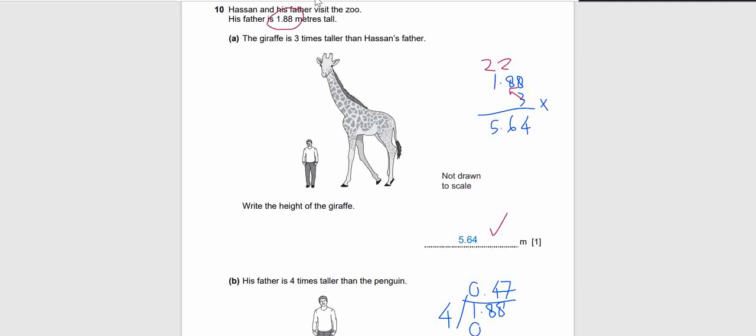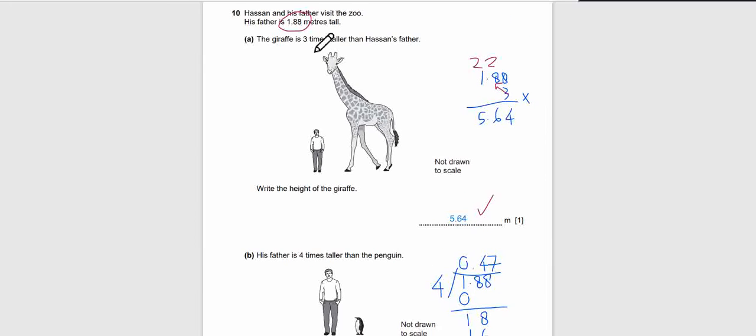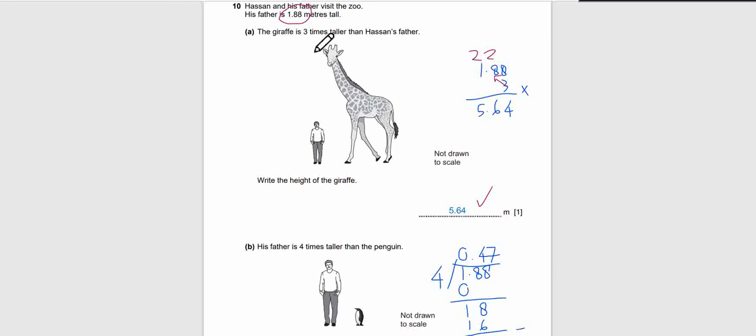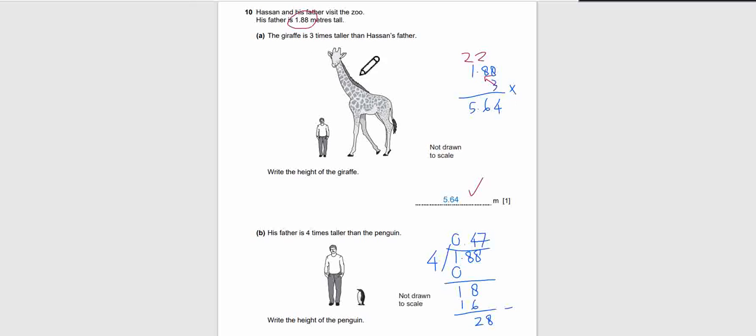And we want to count the height of the penguin based on the data from here, 1.88. So 1.88 divided by 4, because the father is 4 times taller than the penguin. 1.88 divided by 4, 1 is smaller, so we put 0 point.